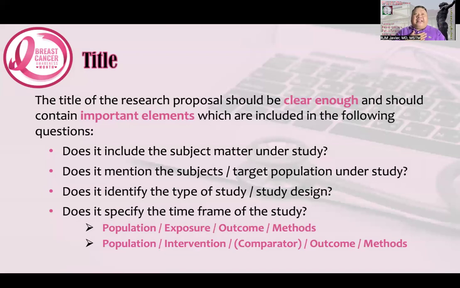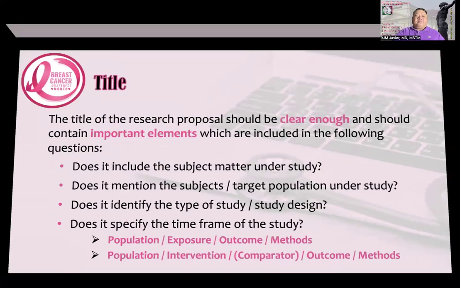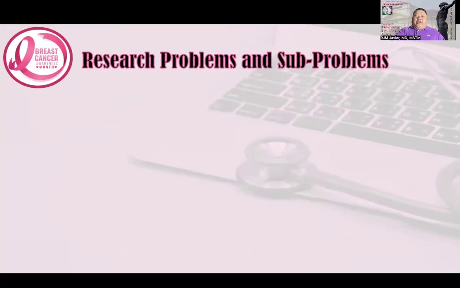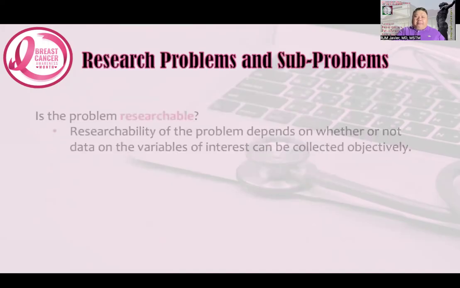But for academic purposes in the UERM, Department of Preventive and Community Medicine, we prefer the long titles, the academic title, which will bear the population, the exposure, the outcome, and the methodology as much as possible. Because at the end of the day, this is still an academic activity or an academic requirement. Then we look into your research problem and subproblems.